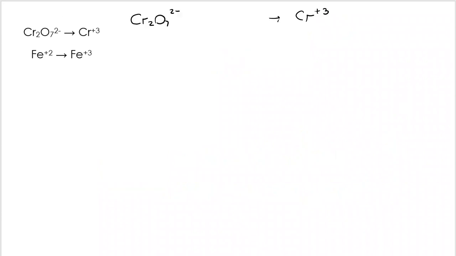So let's combine these up. I need to follow the rules to build the half equations. I need to multiply my Cr, so I've got 2Cr3+. I'm balancing the species with the variable oxidation state. I'm now balancing the oxygens by adding water. I'm balancing the hydrogens by adding H+, and I'm balancing the charge by adding electrons.